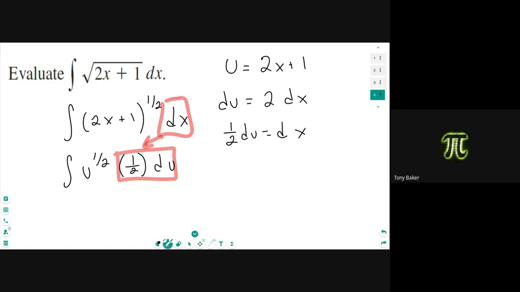What can I do? Oh, with any constant, I have an integral. If it's just a constant times something, the rule that we saw was we can pull that 1/2 out. So I just have that. I can take that 1/2 and move it up in front of the integral.